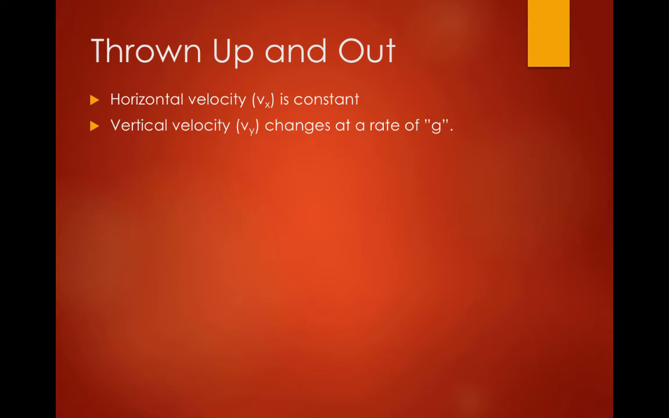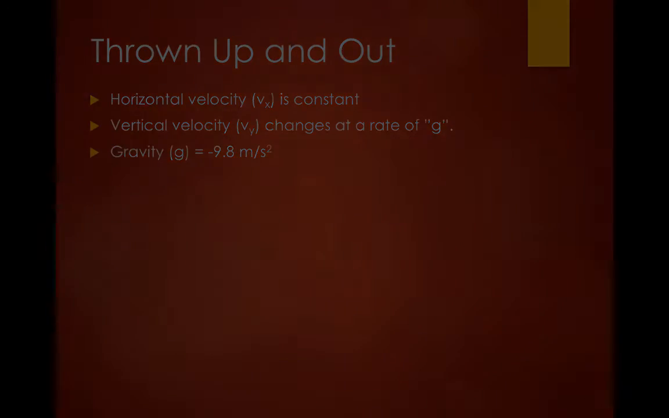Just as with the projectile shot straight out horizontally, the horizontal velocity, called the horizontal component, will remain constant under ideal conditions, while the vertical velocity will change at a rate of negative 9.8 meters per second squared, where the negative means downwards. This is also known as gravity.